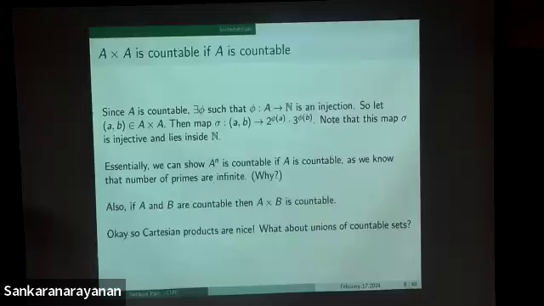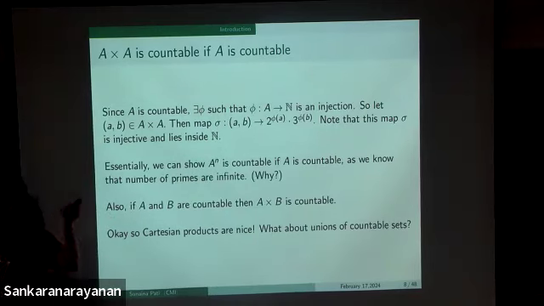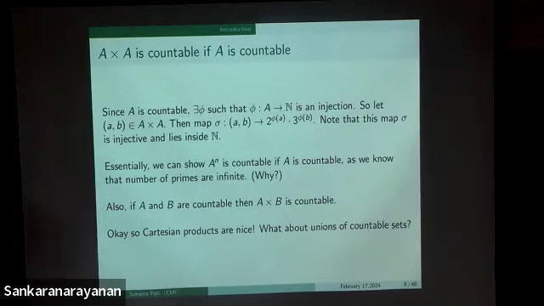Cool? Then I can generalize this method. This method worked because we are working with primes, and I know primes are infinite. So I can essentially show that A to the power n, where n is finite, is also countable. Great. Also, why restrict yourself to just one set? You can show A cross B is also countable, where A and B are countable.